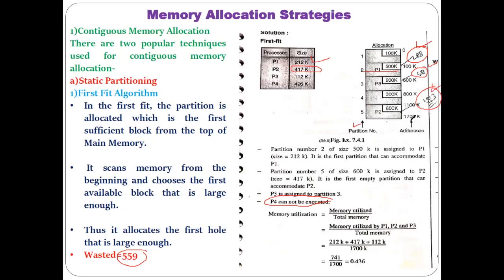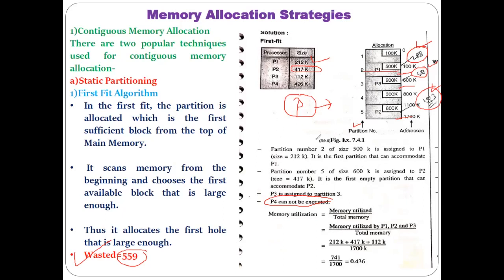But this unused memory cannot be utilized because according to contiguous memory allocation, you can put only one process within one partition. Understood? So this unused memory gets wasted. And if you calculate this wasted memory, how much is it coming to? It is coming around 559K.